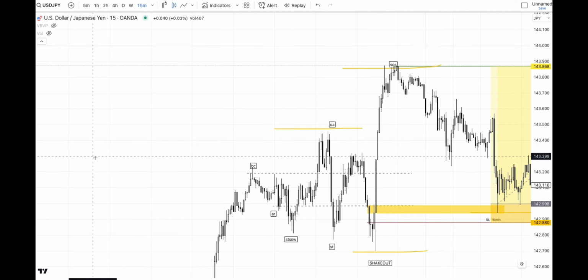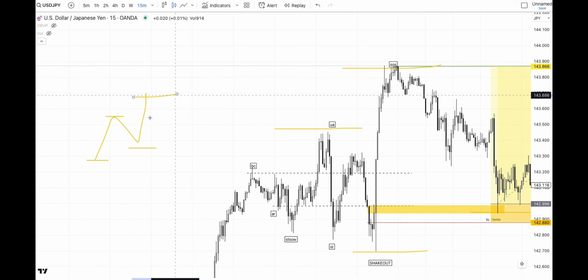So up structure or a bullish trend would be a high, low, higher high. And that right there is 4. 1, 2, 3, 4. So we have 1 low, 1 high, 1 lower high, and 1 higher high. So that would be, since we have both of those, an uptrend or an up structure.